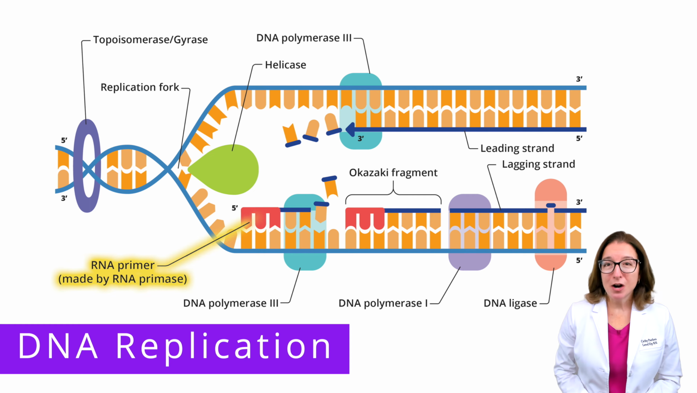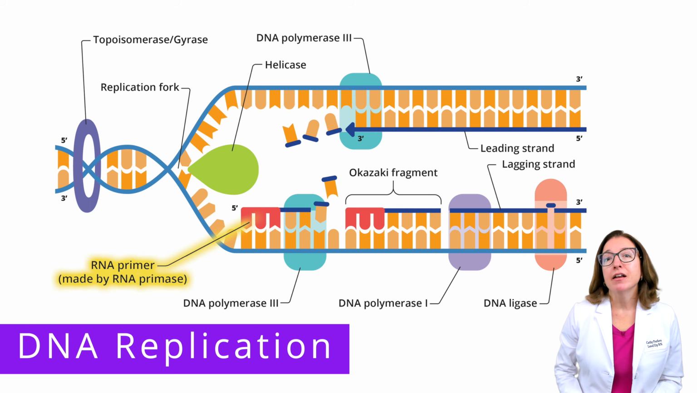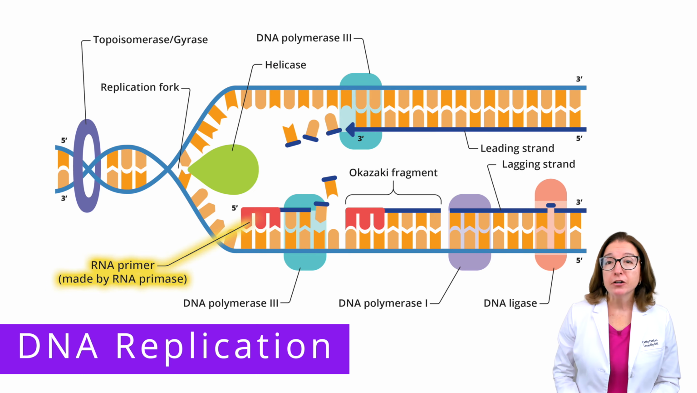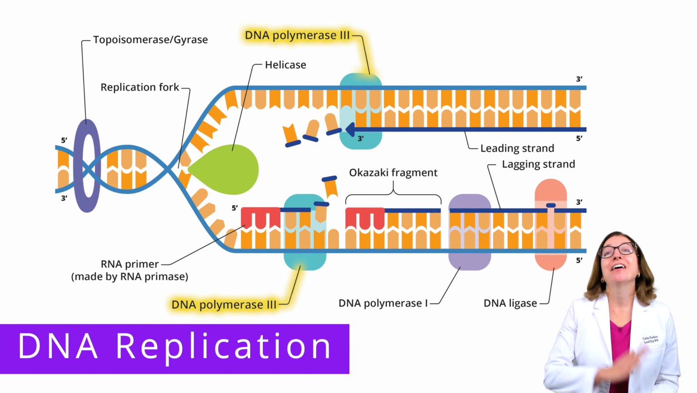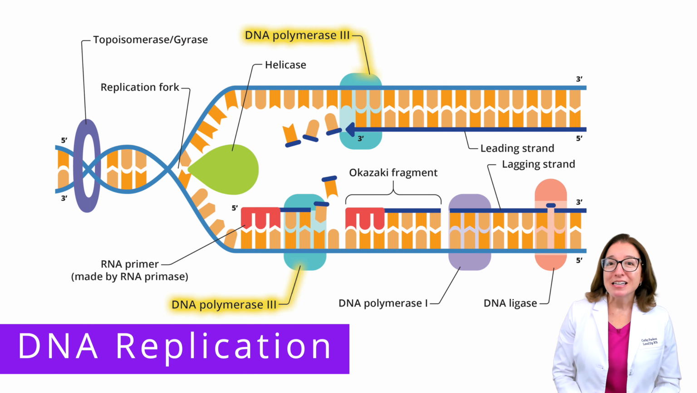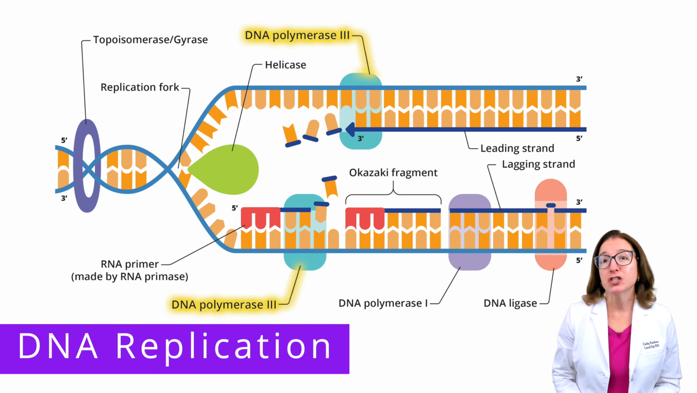Next, RNA primase, which is another enzyme, synthesizes short RNA primers, which are complementary to the parental DNA strand. Once the RNA primers are in place, then DNA polymerase 3, yet another enzyme, comes in to extend the primers, adding nucleotides in the 5' to 3' direction only.